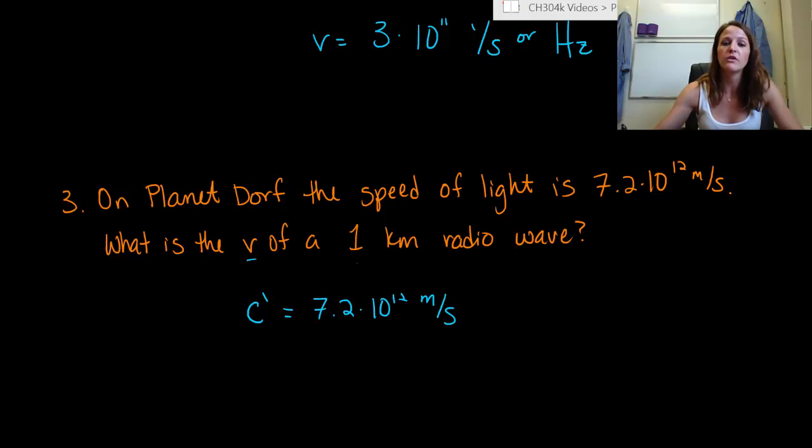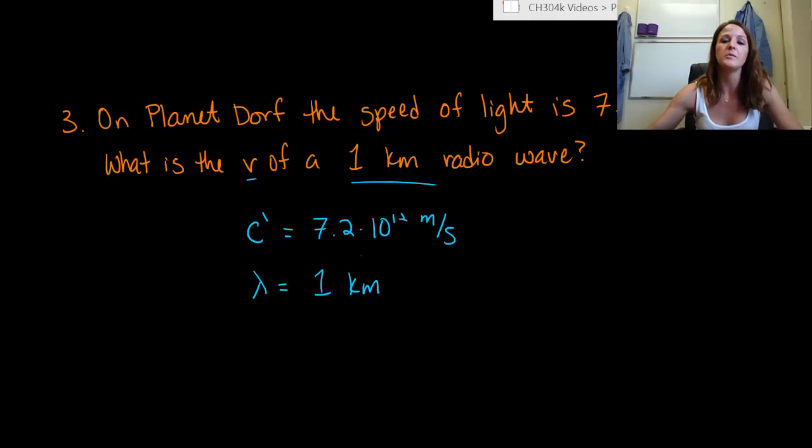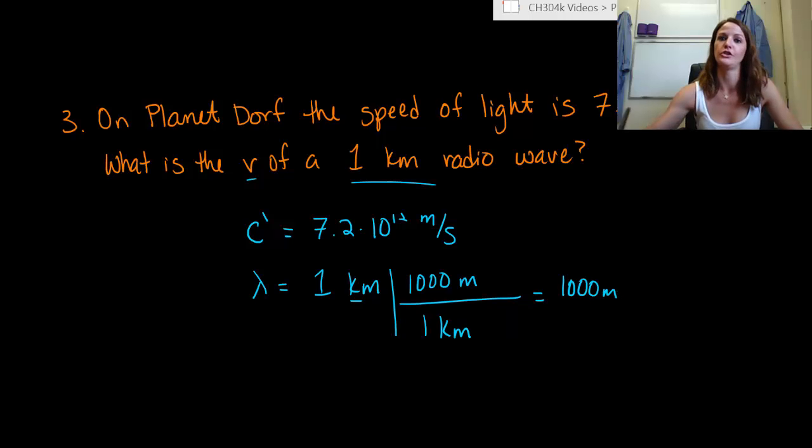Now we're trying to determine our frequency, but we've been given a wavelength, so our wavelength is equal to 1 kilometer. Just like we had to do in our previous problem, we absolutely need to get this out of kilometers and into meters. So the best way of doing that is just converting. So we know for every 1 kilometer we have 1,000 meters. So our wavelength is actually just 1,000 meters long.